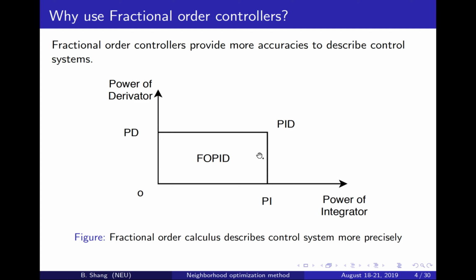So how about the other areas? We can know that it is a fractional order PID controller. So from this figure, we got to know that fractional order controllers provide us a more accurate way to describe a control system. Therefore, intuitively, the fractional order controllers should be better than integer order controllers.